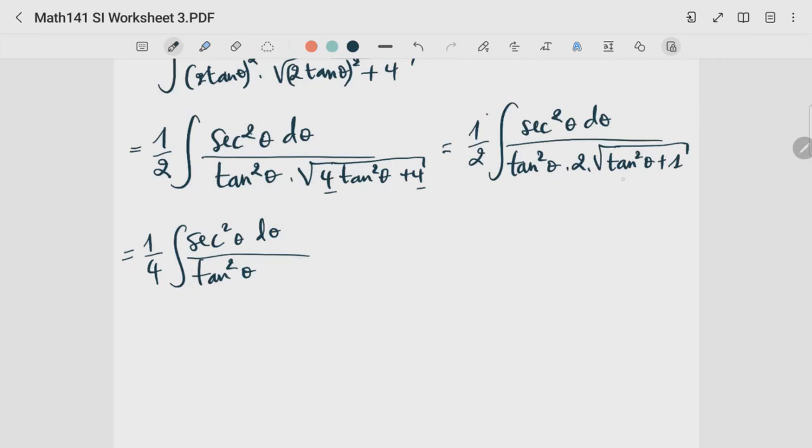And what is tan squared plus 1 equal to? In fact, what is this entire square root equal to? Sec theta. Sec squared.